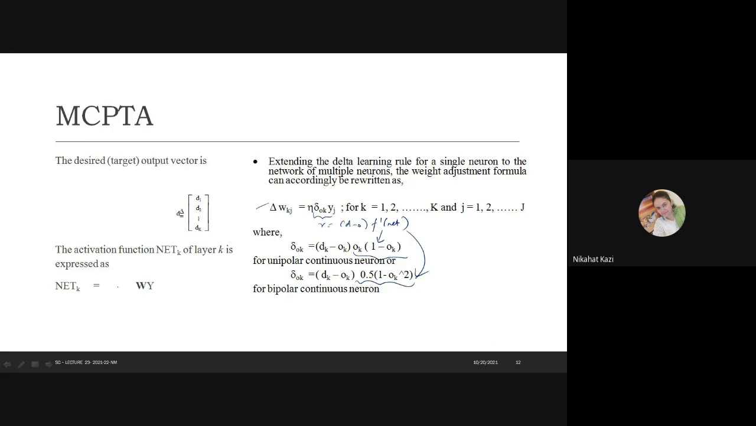Eta times D minus O, depending on either of these two activation functions, either this part or this part you will use depending on whether the activation function was unipolar or bipolar continuous. Okay. And net, now you will have n number of net values. It will be a vector of net values. That is what we did, right, in the last table. A vector of net values we had.